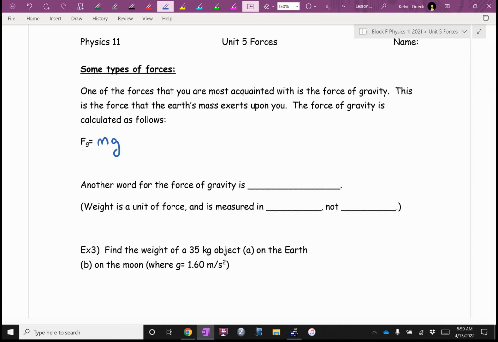Did I give you that equation on your formula sheet? That's a hint to go look at your formula sheet. Yeah, I did? Okay, but can you see it's really F equals ma in disguise? This is why I said you're actually only going to get one equation for this whole unit. It's F equals ma. But what's another word for the force of gravity, Zaina?